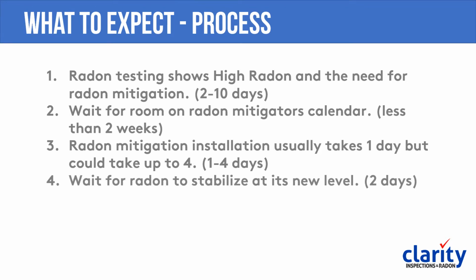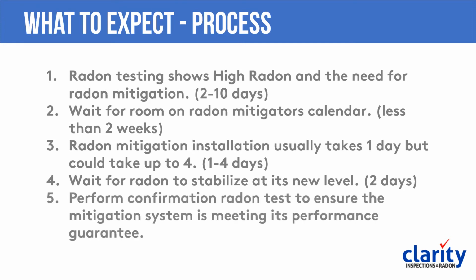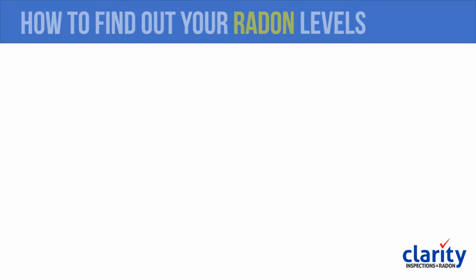Then we're going to wait at least 1 day, but ideally 2 days, for the radon to stabilize at its new level. So the second that you turn that radon system on, you're not at your new radon levels just yet. It takes a day or two to reach what they call dynamic equilibrium. And lastly, we're going to perform a confirmation test to ensure that the mitigation system is meeting its performance guarantees.